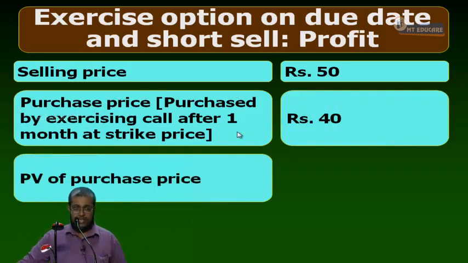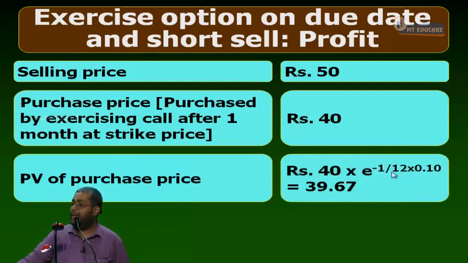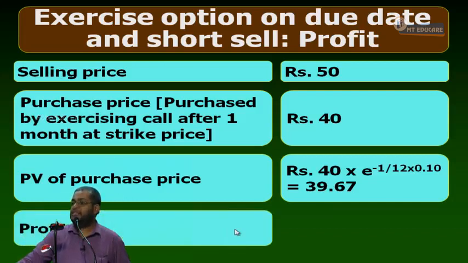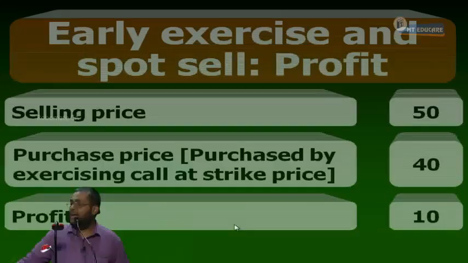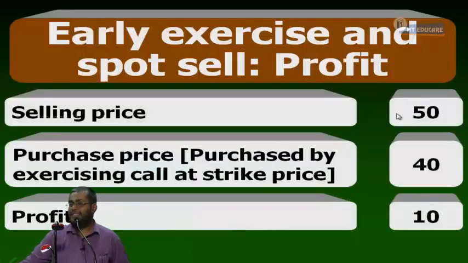I will just do it both ways. Present value of what? The purchase price of 40 is paid after what? 1 month. What is the value of that 40 today? It is going to be 40 into e power minus 1 by 12 into 10%, which gives you what? 39.67. Paying 40 after 1 month is as good as what? Paying 39.67 today. In that case, the present value of the profit is how much? 10.33.